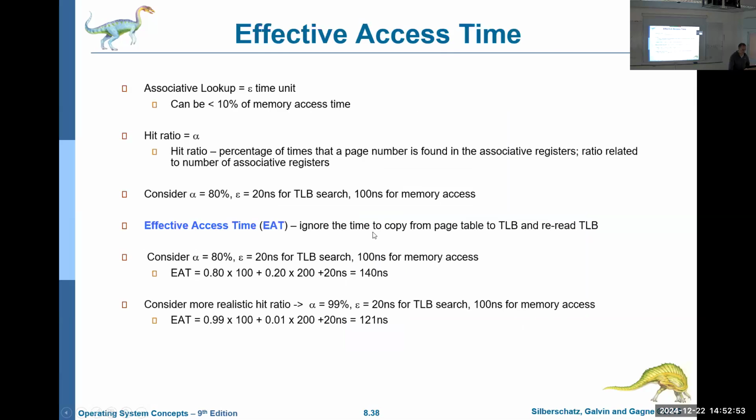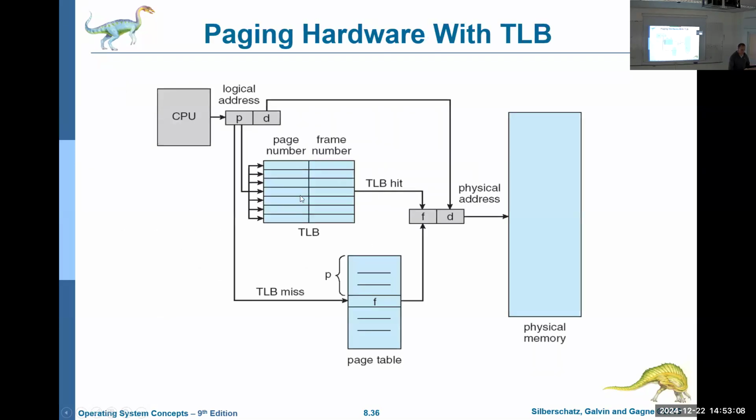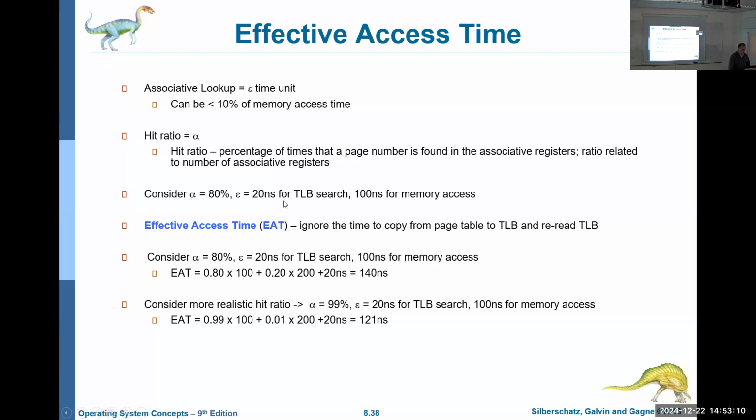Okay. And 20% of the time we have to go to memory. And epsilon equals 20 nanoseconds. That means the actual time for the associative lookup. This is the lookup in this table, so that takes 20 nanoseconds. And it takes 100 nanoseconds for memory access.